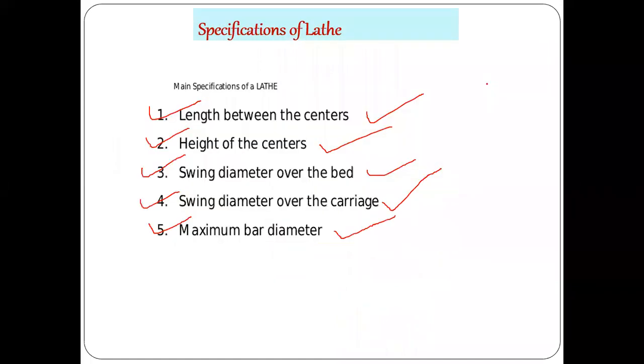So: distance between the centers, or length between the centers, height of the centers, swing diameter over the bed, swing diameter over the carriage, and maximum bar diameter. These are the five most important specifications.